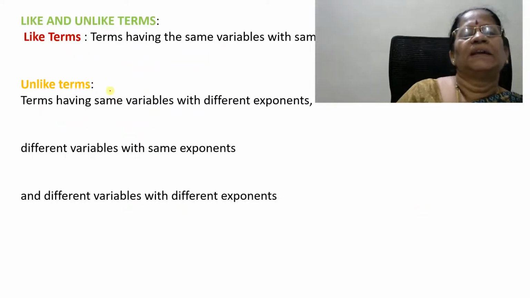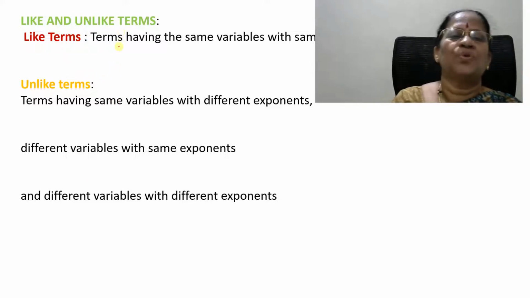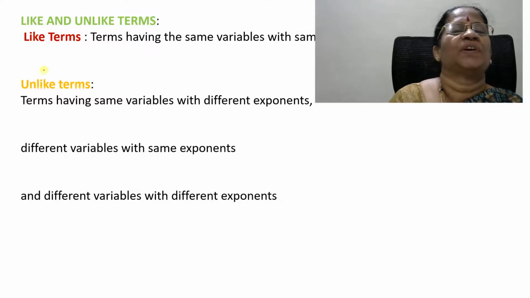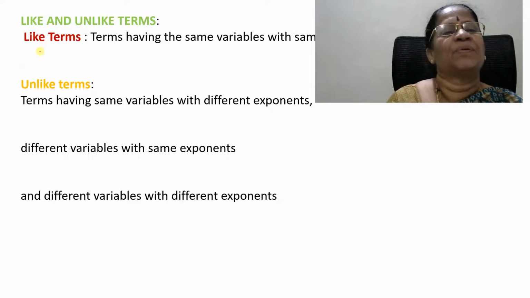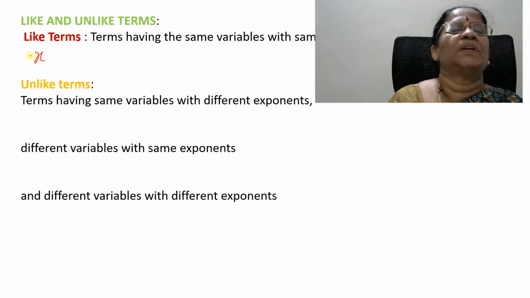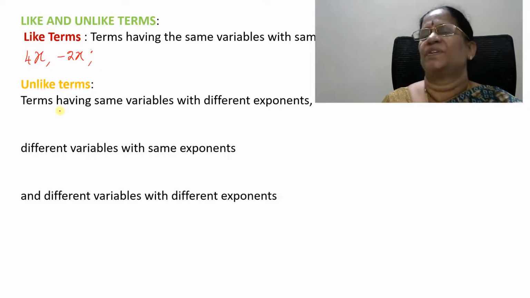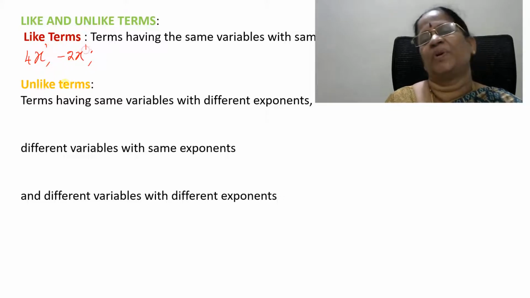Then, let's consider like and unlike terms. Like terms are those which have the same variables with same exponents. Now let us form different sets of terms. Say for example, 4x minus 2x. These two are like terms because the variable is x. They have the same exponent 1.